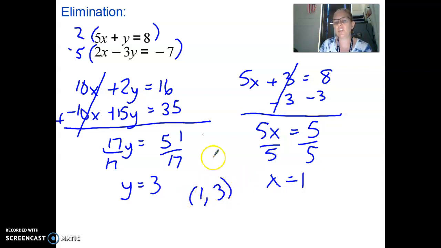And then if I wanted to check that, remember I would go back and check in the first equation to make sure it worked. And then I would have to go back and check in the second equation also. It has to make both equations true in order to be the correct answer.